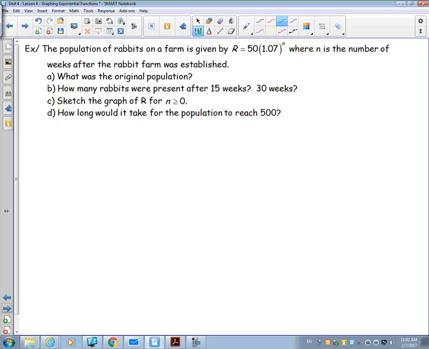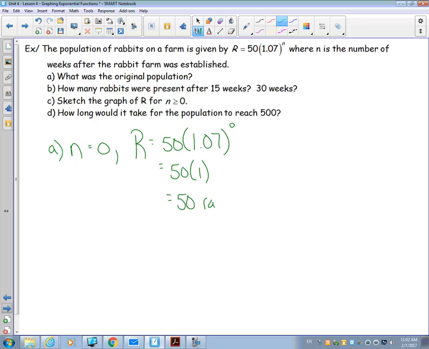So we're going to take a look at another one. The population of rabbits on the farm is given by this equation. I want to know the original population. My original population comes from what happens at the beginning. If n is the number of weeks, and I want no weeks to go by to be at the beginning, I say n is 0, my population of rabbits will be 50 times 1.07 to the 0. That's my initial value. In other words, there's 50 rabbits.